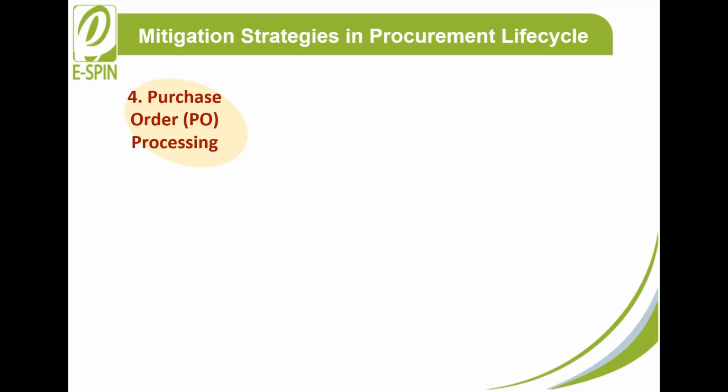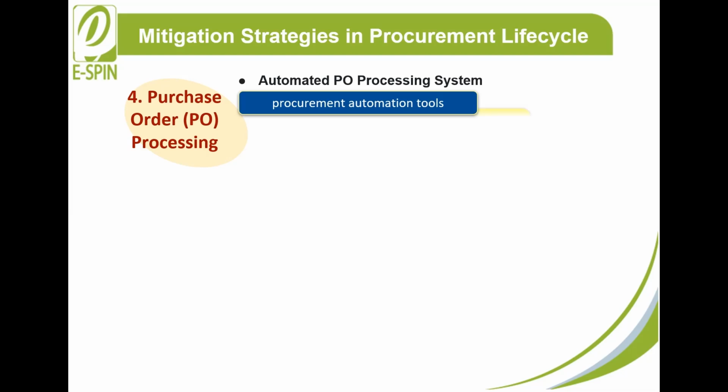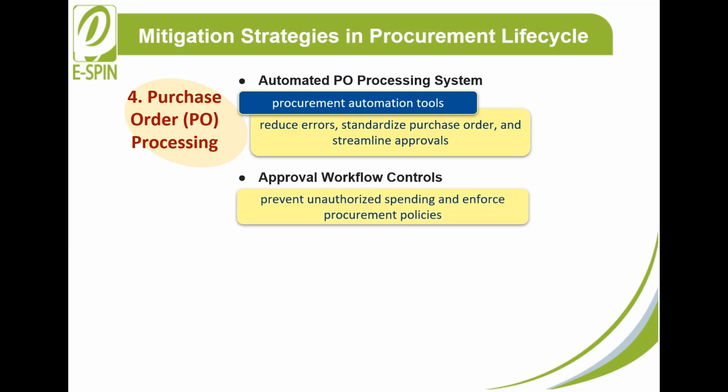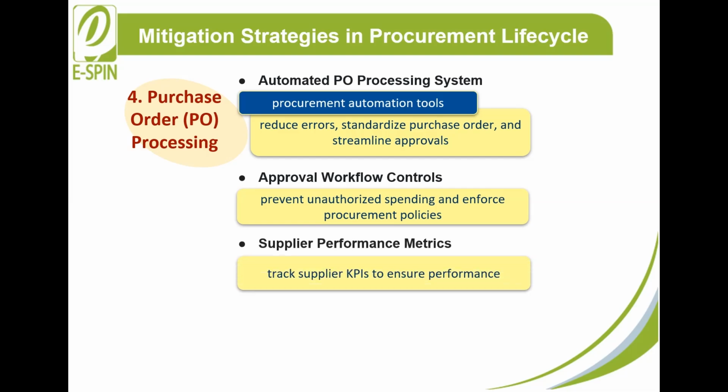In the purchase order processing stage, the mitigation strategies include automated PO processing systems. Procurement automation tools reduce errors, standardize purchase orders, and streamline approvals. Approval workflow controls prevent unauthorized spending and enforce procurement policies. Supplier performance metrics involves tracking supplier KPIs to ensure performance.